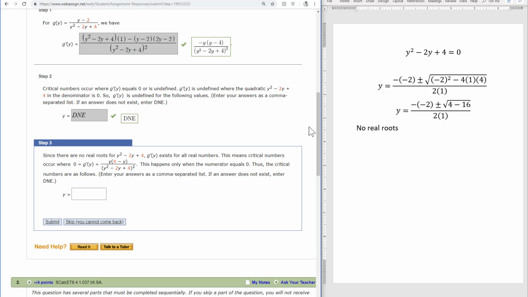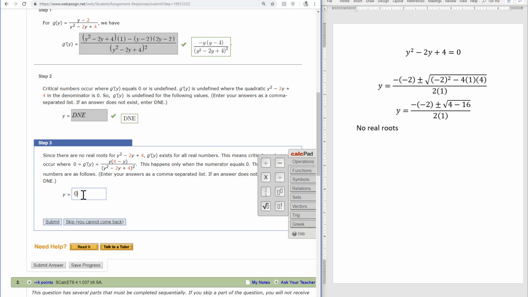This is for the denominator. There are no real roots for the denominator, and g prime exists for all real numbers. So that means the critical values are only going to happen when the derivative is equal to 0, and the derivative is equal to 0 when the numerator is equal to 0. And so the critical numbers are as follows. We're going to set this equal to 0. This is simple enough to figure out. We have y is equal to 0 and y is equal to 4. So we just have two critical points, and that's going to be at 0 and at 4.